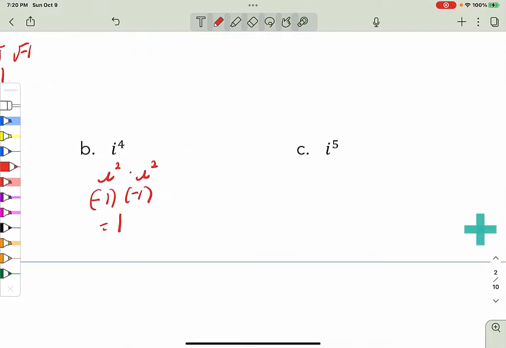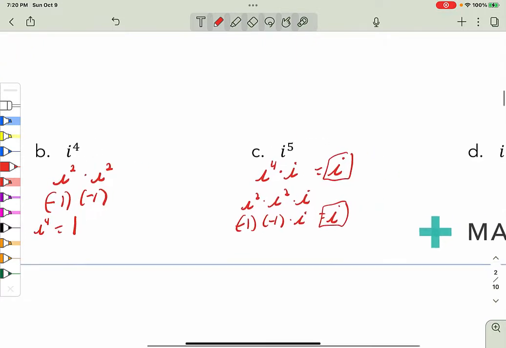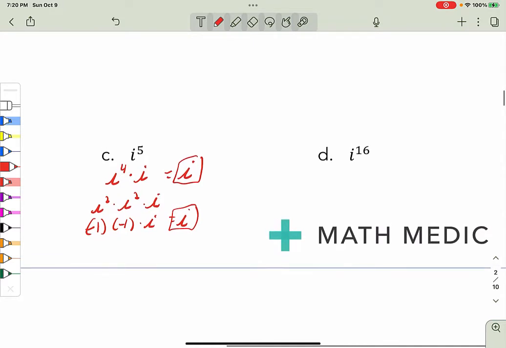Now notice I to the fifth. There's a couple of ways I can do this. I can say, because we now know that I to the fourth is 1, I can say that this equals I to the fourth times I, which just equals I. Or if you'd prefer to do it something like this, you could also say I squared times I squared times I, which equals negative 1 times negative 1 times I, which just equals I. So either of those will give you the correct answer. I prefer the top one, and we'll get into that later.